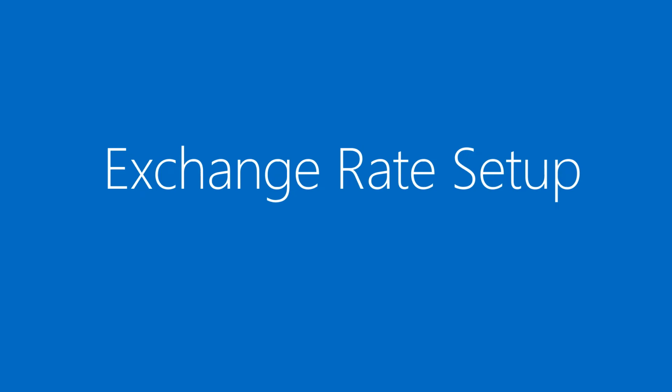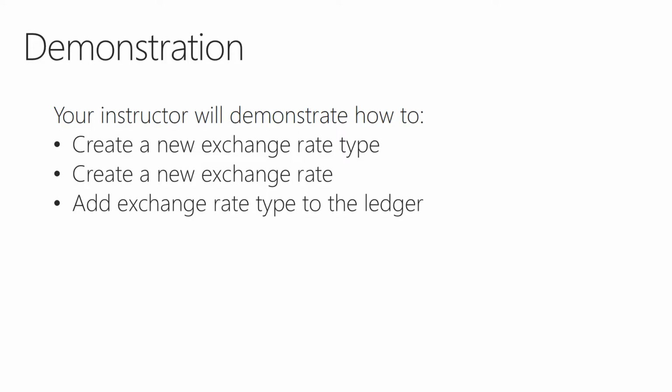During this lesson, we'll review exchange rate setup. We'll jump straight into a demonstration. Basically, we'll be looking at how to create exchange rate types, which are basically groupings of exchange rates. And then we'll take a look at how you can define your specific exchange rates. And then finally, we'll look at how you can take your exchange rate types and assign those to a specific company. And you do that through the ledger form.